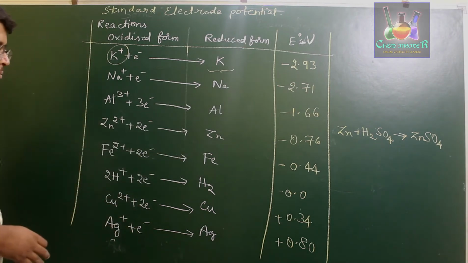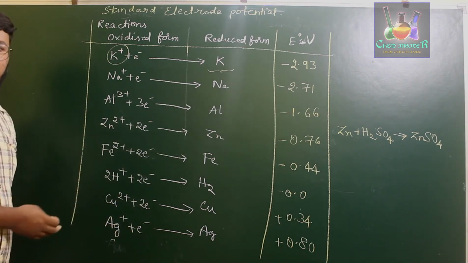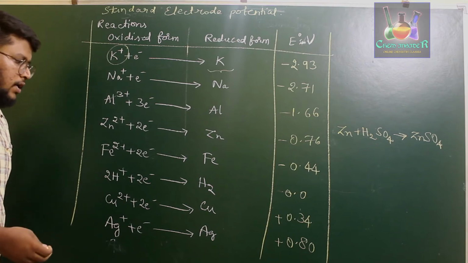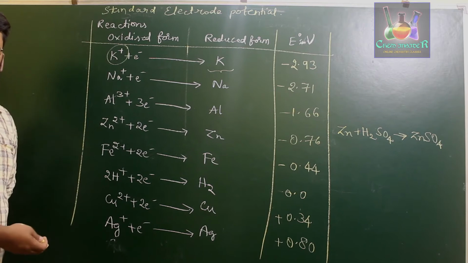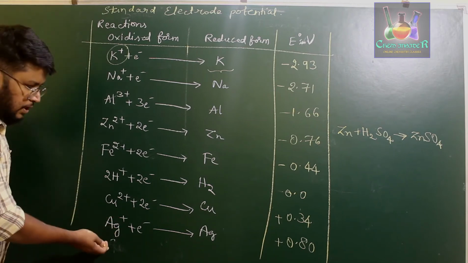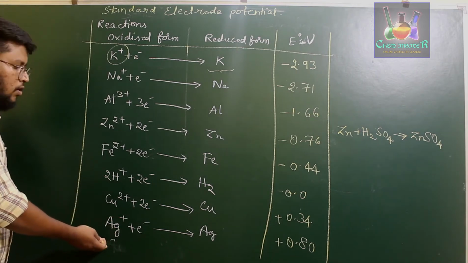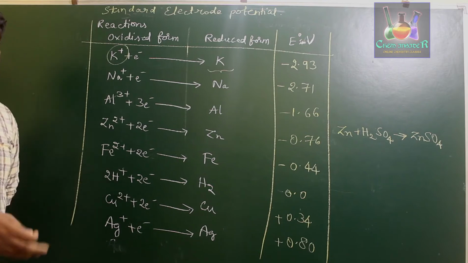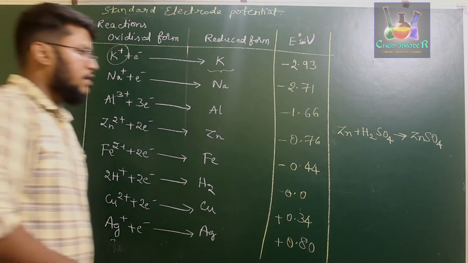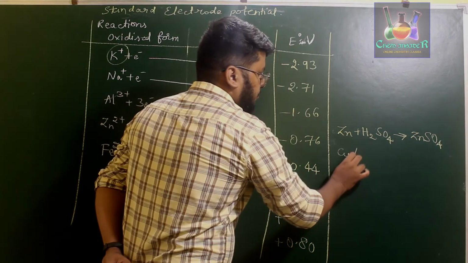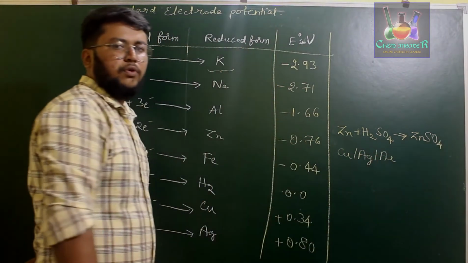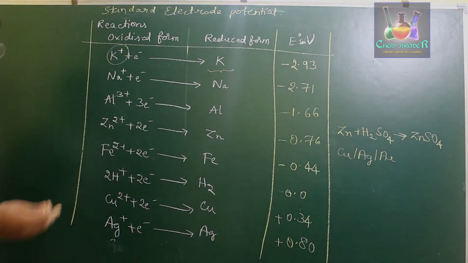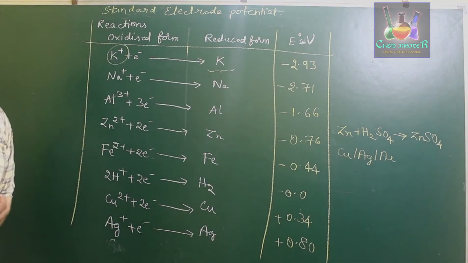When you compare the metals which have values greater than that of hydrogen, hydrogen can replace those metals from their respective metal solutions, but those metals with a positive value cannot replace hydrogen from its acidic solution. That is, if you treat copper or silver or gold with H2SO4, they will not replace H2 from the H2SO4 to form CuSO4 or AgSO4 or AuSO4.